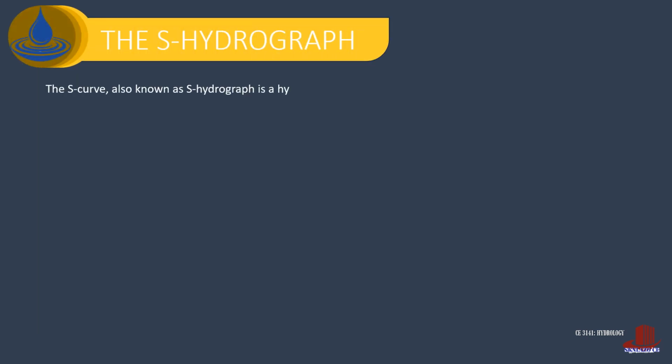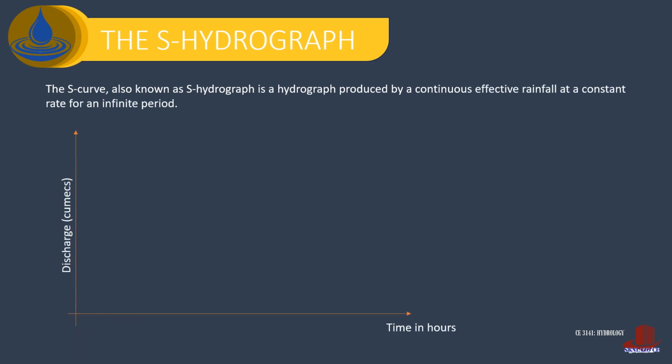What is the S-curve? The S hydrograph, which is also known as the S-curve, signifies a continuous effective rainfall at a constant rate for an infinite period. It actually looks like the letter S.